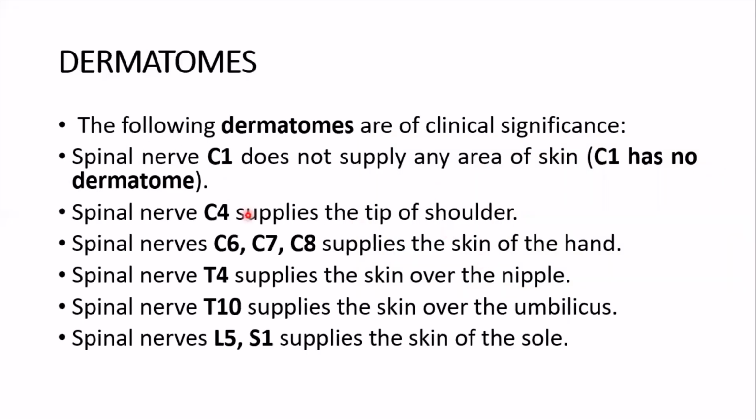Then we go into the clinical significance of the dermatomes. Which are they? C1 does not supply any area of the skin, as I already told you. C4 supplies the tip of the shoulder. C6 to C8 supply the skin of the hand. T4 supplies the skin over the nipple. These are the landmarks. T10, the skin over the umbilicus. And L5 and S1 supply the skin of the sole.